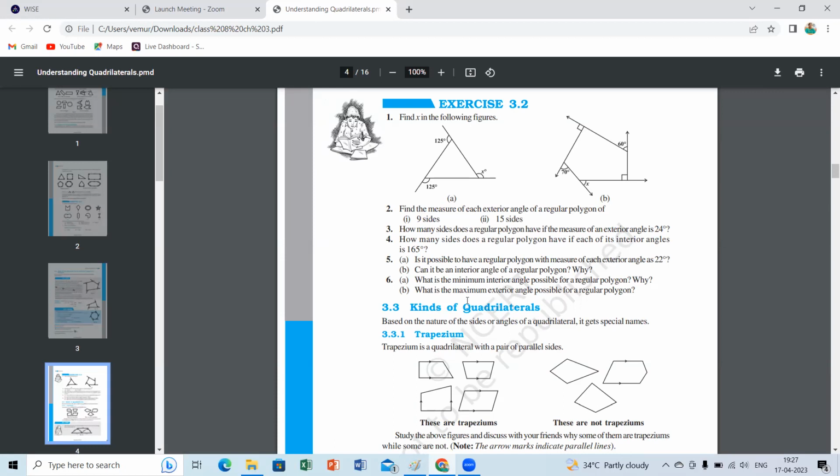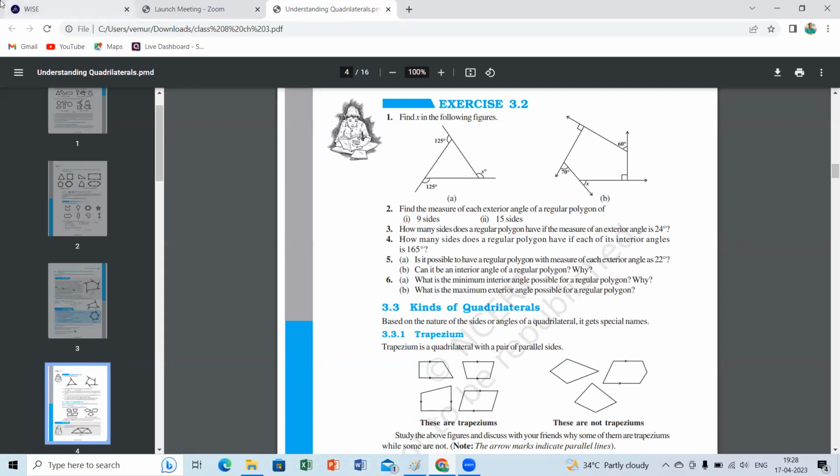120. No, 6. It should be a triangle now, since it has the smallest interior angle, so it has the highest exterior angle. What is the maximum exterior angle possible for a regular polygon? 120 degrees. Yes, absolutely correct. Both questions are the same, beta. Only the minimum interior angle is being taken here. It's 60. Exterior means 180 minus 60, which is 120 degrees, right?